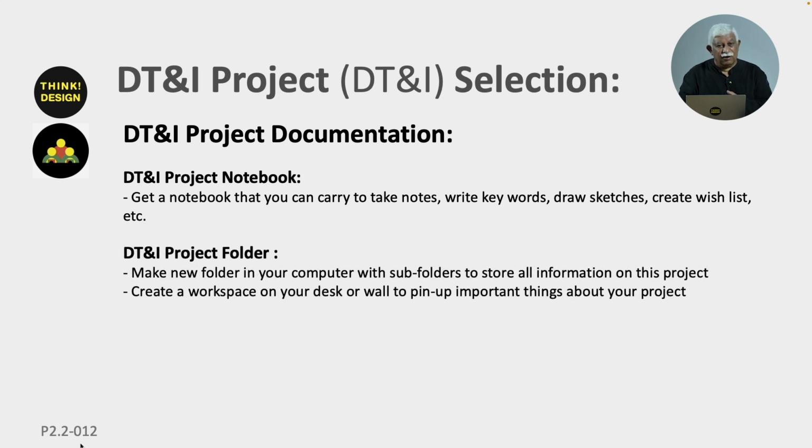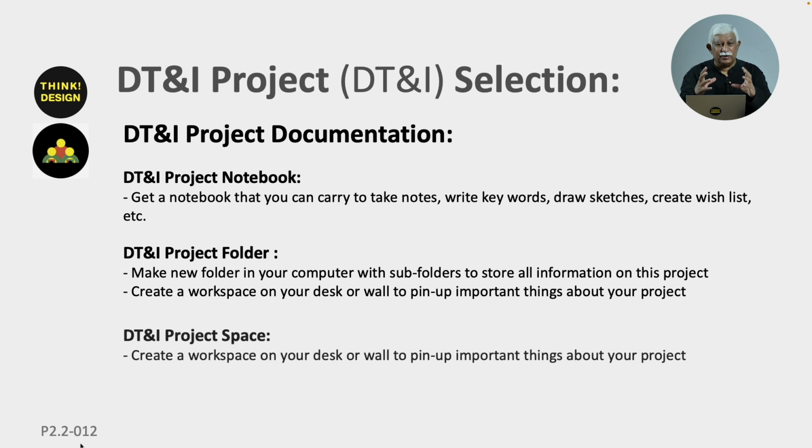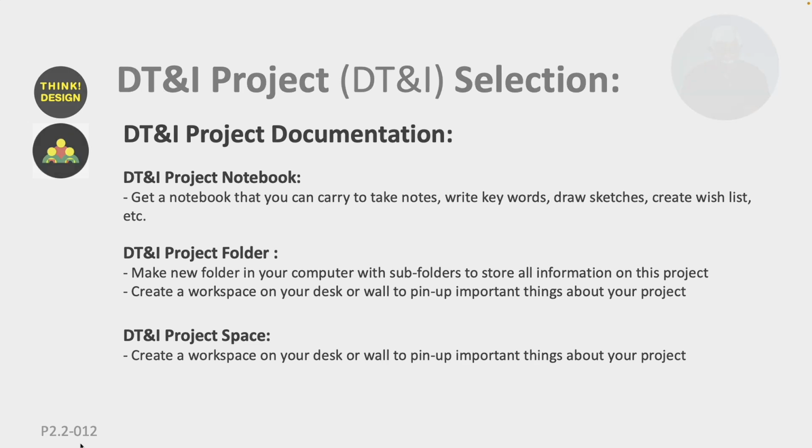If you are using a computer, create a project folder for this particular project, very important, and within that you can create subfolders for each stage of the design process. So, you can make 5 folders in the beginning and start putting information within these folders. This becomes part of your documentation. And if you can, create a workspace on your desk or your wall, so you can pin up important things about your project. These are good etiquettes for doing the project.